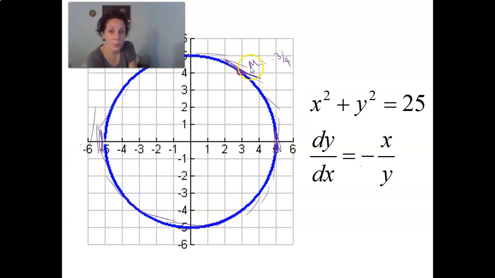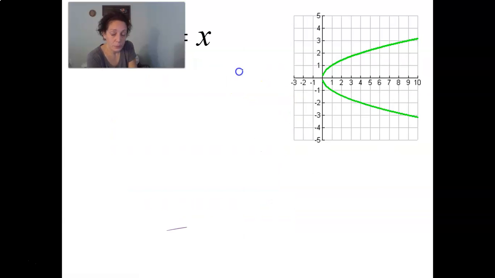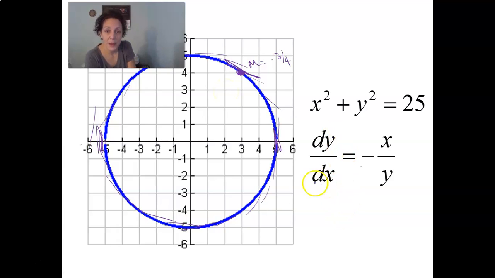The magnitude, oh my goodness, the magnitude of your slope at (3, 4) is going to be the same as the magnitude of your slope at (-3, 4), (-3, -4), and (3, -4). Right? These are all going to be either positive or negative 3/4. So it's kind of neat the way this just fleshes that out for you.